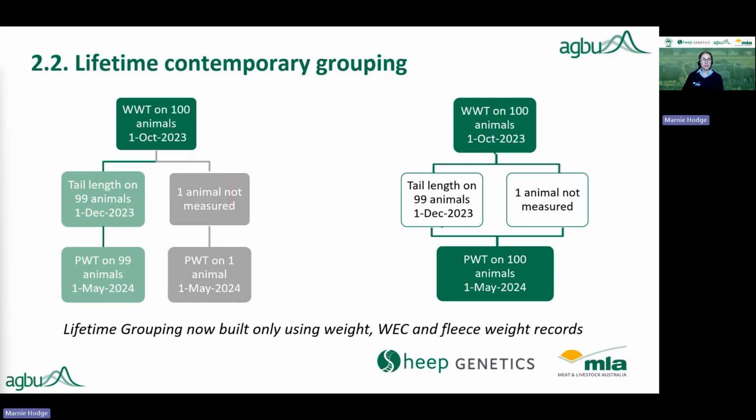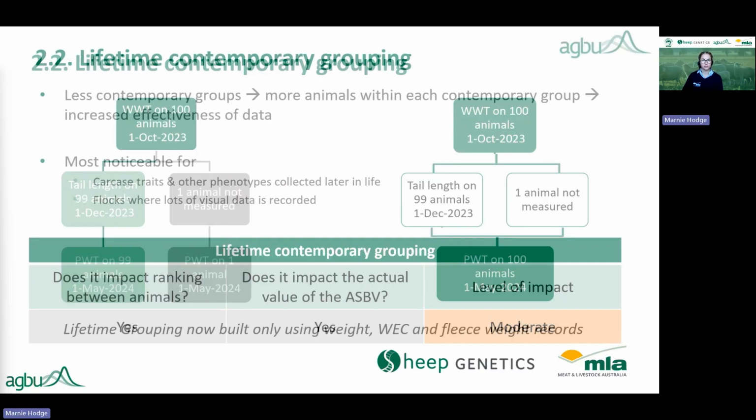So if we look at the example on the screen here, where that animal didn't get a tail measurement between the weaning and post-weaning weights, it would have previously been split out and never compared to its contemporaries again, despite being in the same management group, but just missing that measurement. For combined land plan, where that animal misses that tail measurement between weaning and post-weaning weights, it will still remain in its contemporary group for post-weaning weights because we're only building contemporary groups for weight, fleece, and WEC traits.